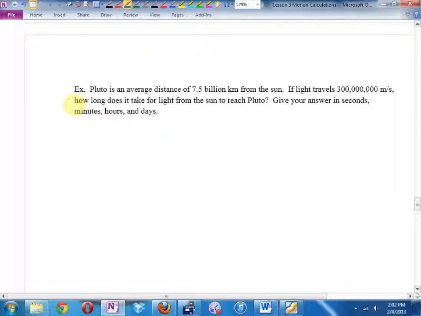What about Pluto? The no longer planet, the dwarf planet. Now, it's an average distance of 7.5 billion kilometers from the sun. Sometimes it's closer, sometimes it's further because its orbit is elliptical, not a circle. If light travels 300 million meters per second, how long does it take for light from the sun to reach Pluto? Give your answer in seconds, minutes, hours, and days.